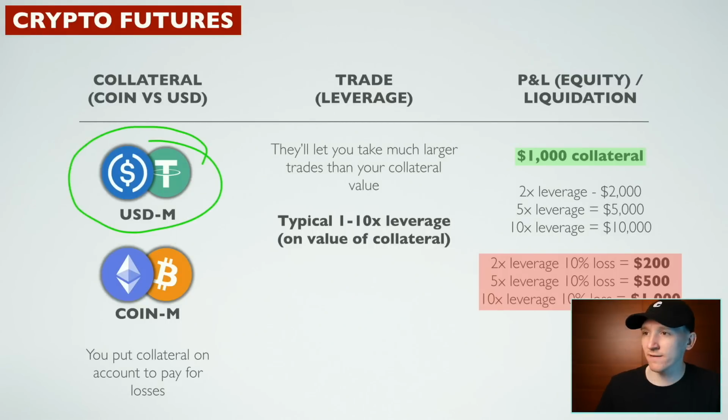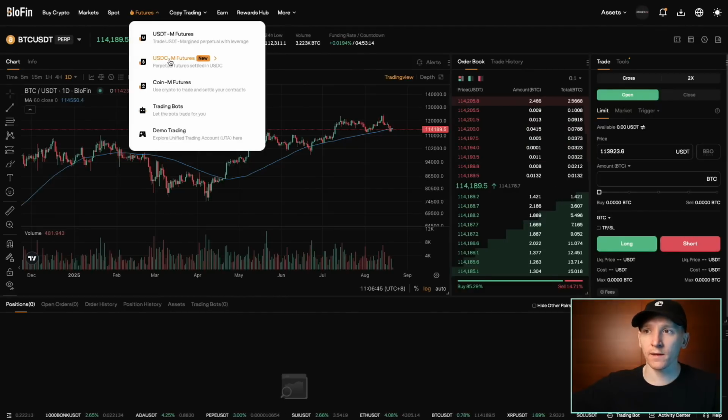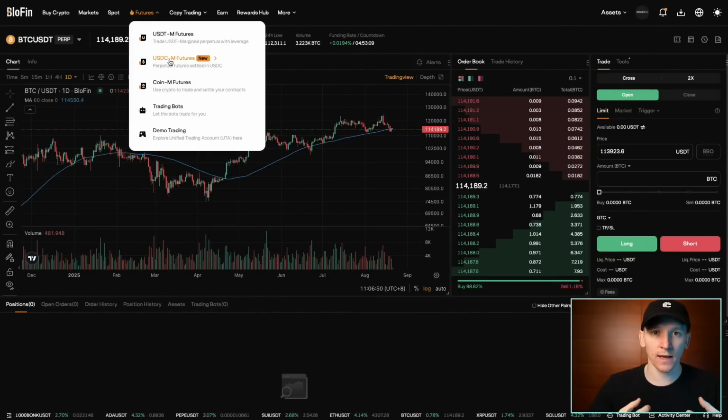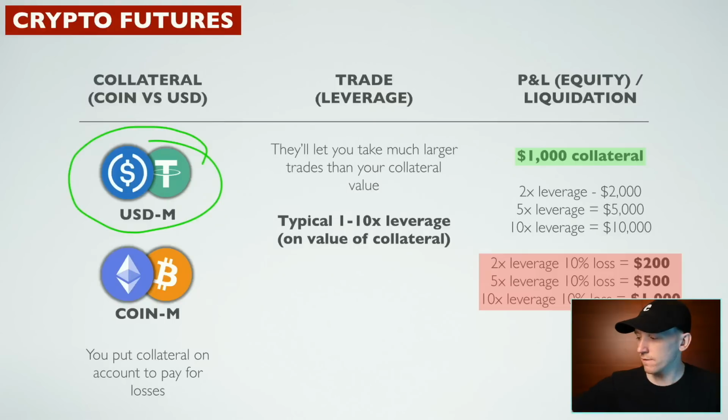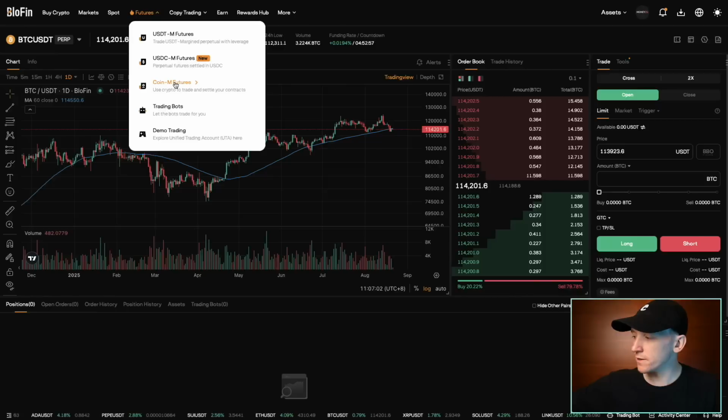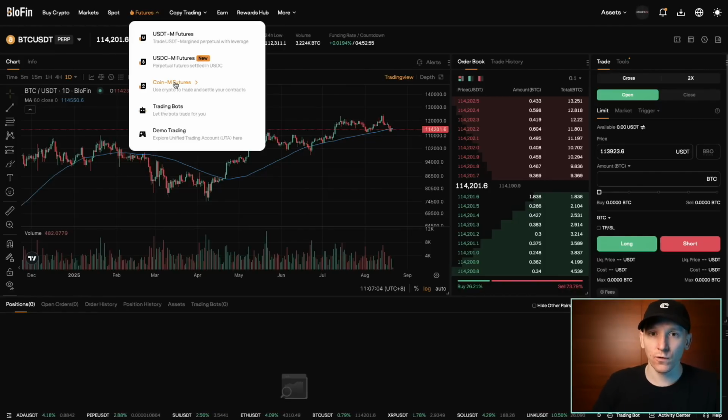This is known as USD margined. So you can see that here, which is USDT and USDC M, which means margined. Margin is the cash that you have to pay for the positions. Now, Blofin also recently added coin margined futures. So you can see here, this is coin M or coin margined. That means that you're actually using the crypto asset to margin the positions. So let's say I have $1,000 worth of Bitcoin. I can put the Bitcoin on the platform, and now I'm using the dollar value of the Bitcoin to margin my positions. This is very different.